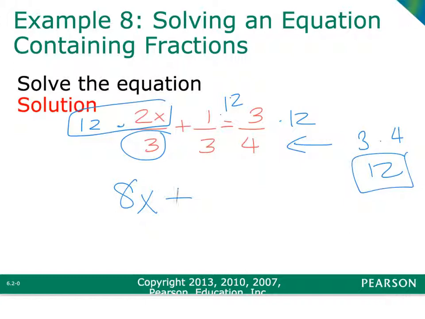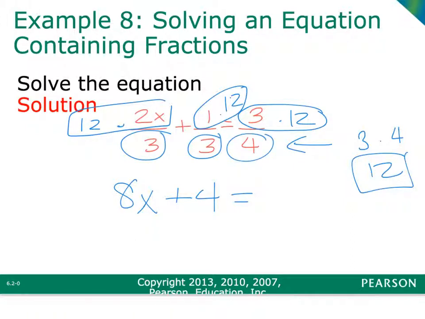I'll go to my next term. 1 times 12 is 12. 12 divided by 3 is 4. I'll go to my last term. 3 times 12 is 36. 36 divided by 4 is 9. And so now I have a nice equation that's easily solved.